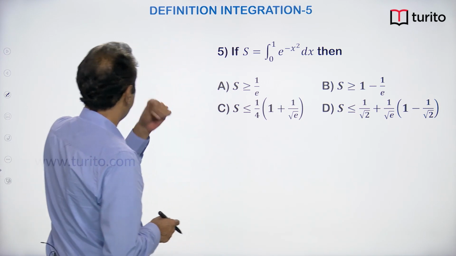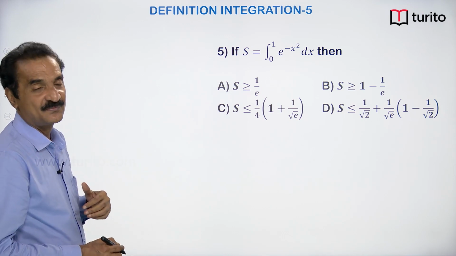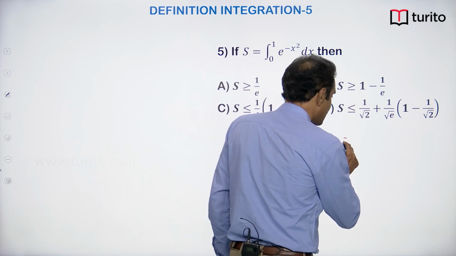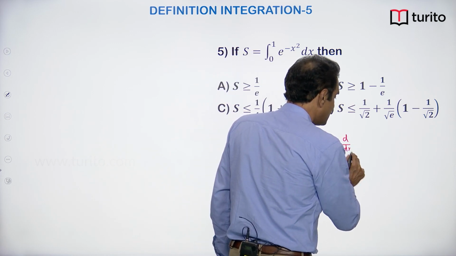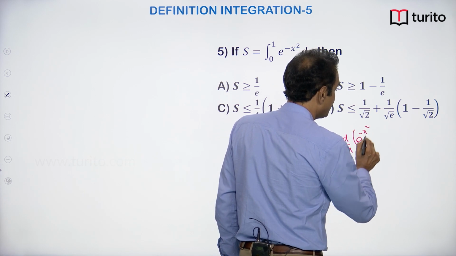Now let us first draw the graph of e power minus x square. To draw the graph, first you check its derivative. What is the derivative of e power minus x square?